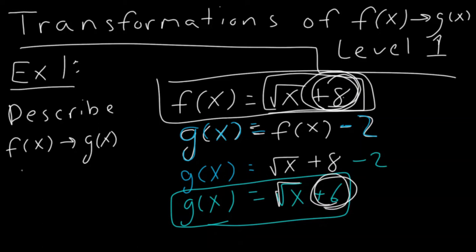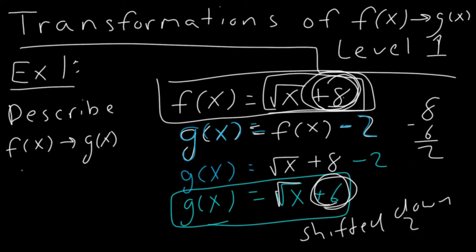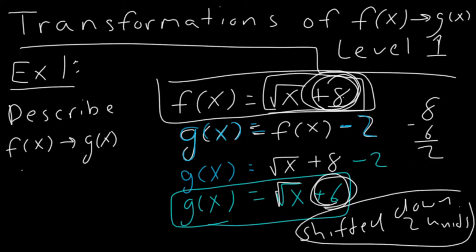Now notice that we went from positive 8 to positive 6. So I'd ask myself, did I increase or decrease, and by how much? We know that 8 minus 6 is 2, and so we shifted down 2 units. Alright, let's go ahead and try another example.